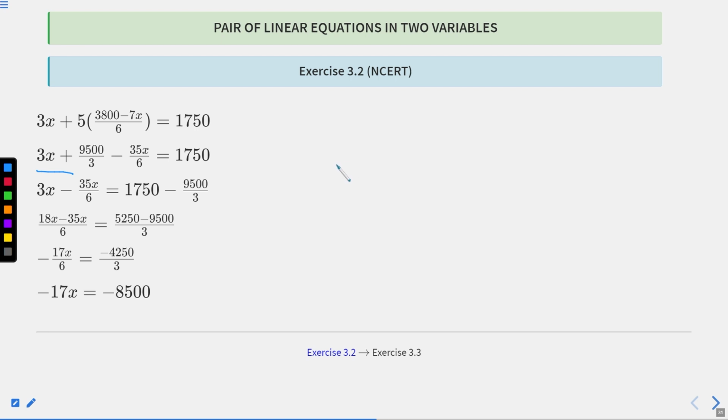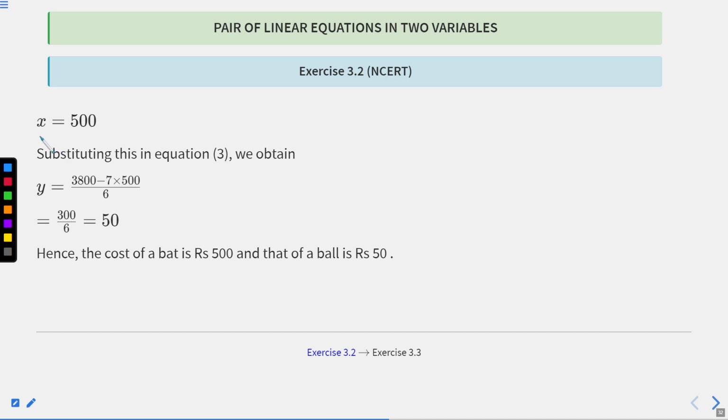It implies 3x plus 9500 divided by 3 minus 35x by 6 equals 1750, and it implies 3x minus 35x by 6 equals 1750 minus 9500 by 3, and it implies (18x minus 35x) divided by 6 equals 5250 minus 9500 divided by 3, and it implies minus 17x by 6 equals minus 4250 divided by 3, and it implies minus 17x equals minus 8500. It implies the value of x is equal to 500.